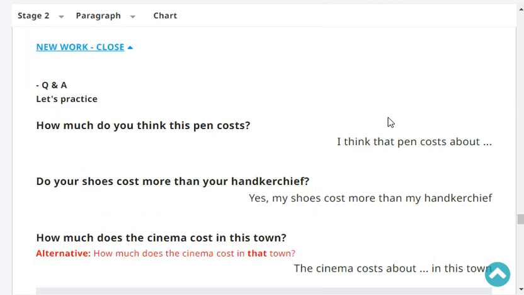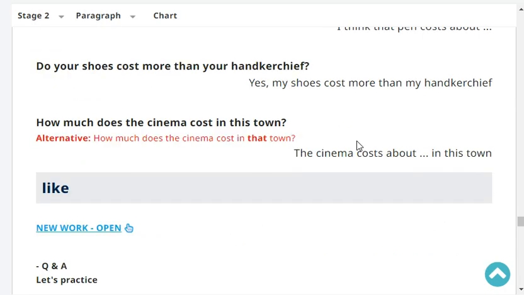Very good. Okay. Do your shoes cost more than your handkerchief? Yes, my shoes cost more than my handkerchief. Very good. So it means your shoes are more expensive than your handkerchief.